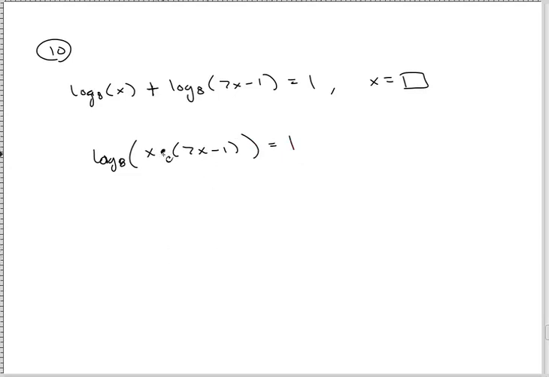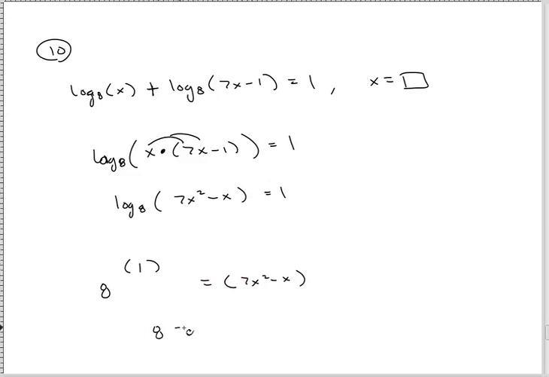So there's a few ways we can go about doing this. I'm going to simplify the inside first: 7x squared minus x. And now I'm going to do my friends. The 8 up top goes on the side. 8 and all these x's were good friends, but no longer. And then I got 1 by himself. Now he's got a friend with the 8. So 8 is equal to 7x squared minus x. And I need to solve for x.